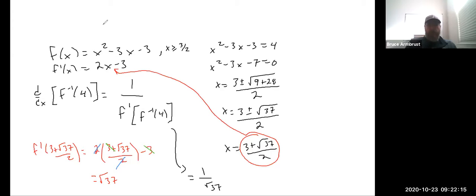So that's basically the process with any of these. Whatever you're plugging into the inverse comes out of the original function. So you have to solve for the original x, and then you put that x into the derivative of the original function. Right, that's square root of 37. And then take its reciprocal. All right, so is that better for number 5?